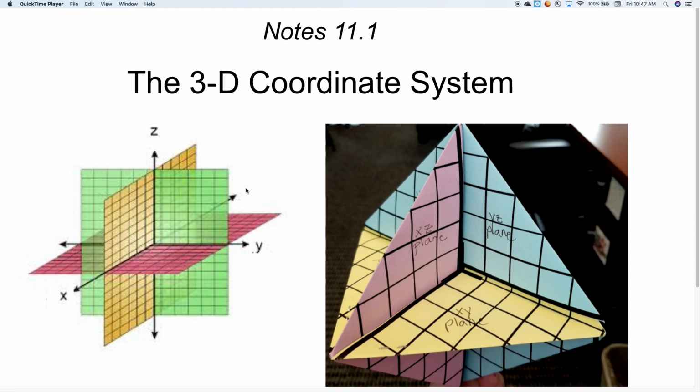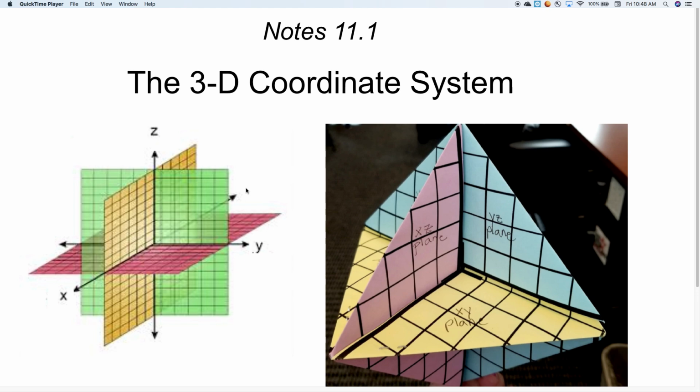So you want to orient yours so that the yellow is the floor. Remember, the pink and the blue are going to be the walls. And like I have in this picture, the yellow triangles are the XZ plane. That means your x-axis is running at the intersection of the yellow and the pink on your model.